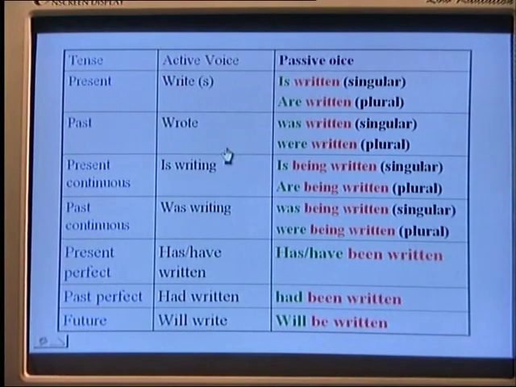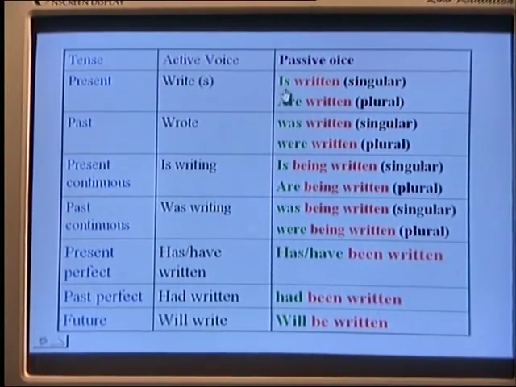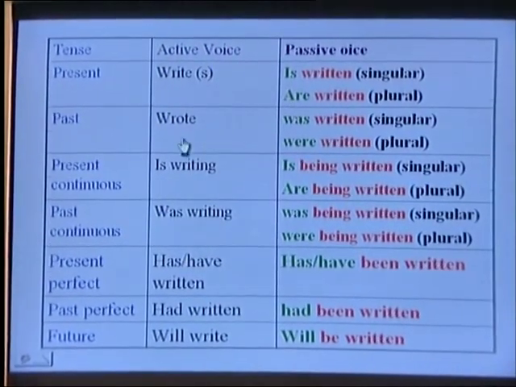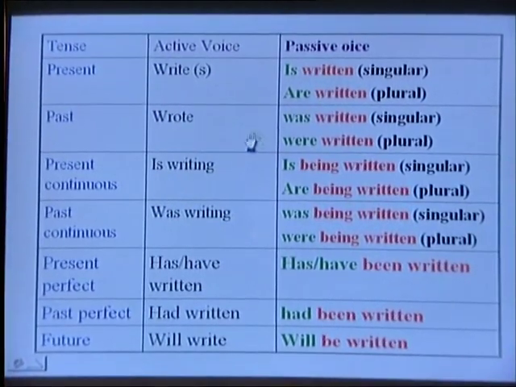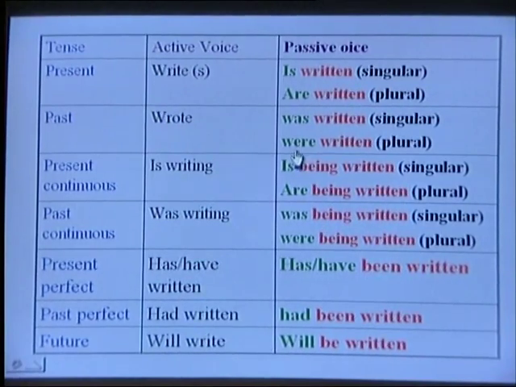Okay? Now, look at this table. You have learned how the verbs in active voice are converted into passive voice. Write, if the subject is singular, becomes is written. If the subject is plural, are written in passive voice. Wrote in active voice becomes was written if the subject is singular, were written if the subject is plural. Subject in passive voice is the object in active voice.